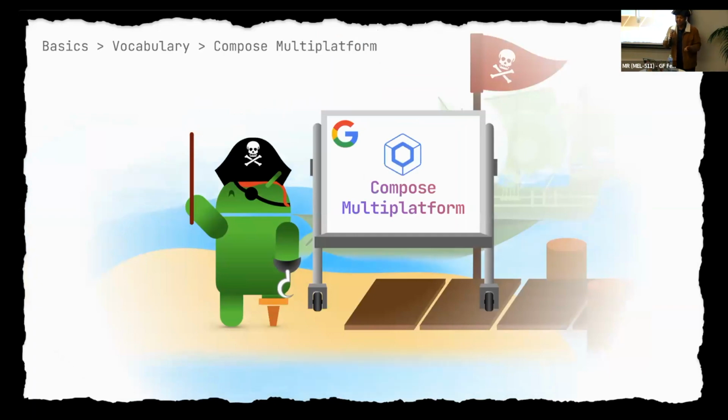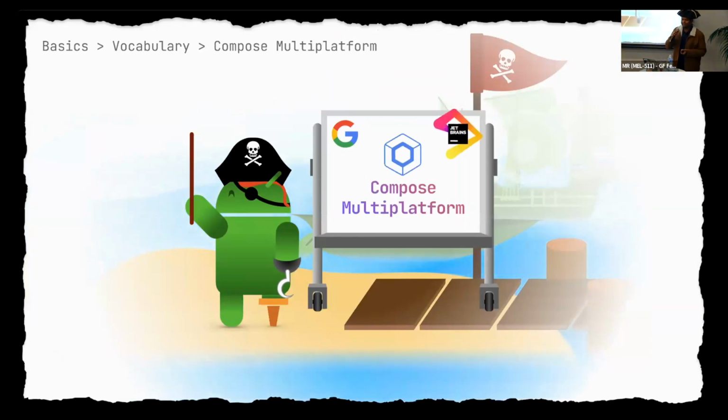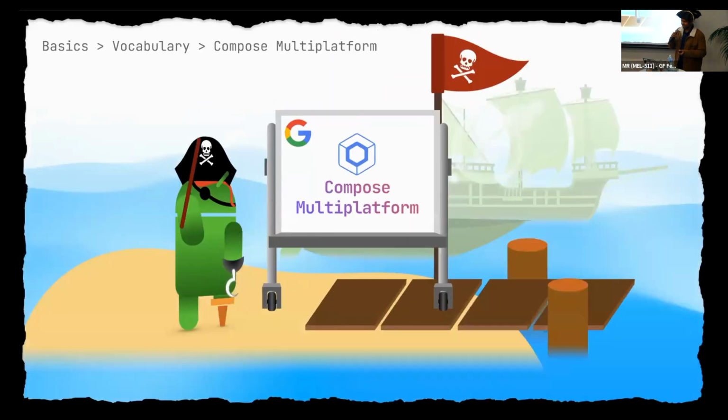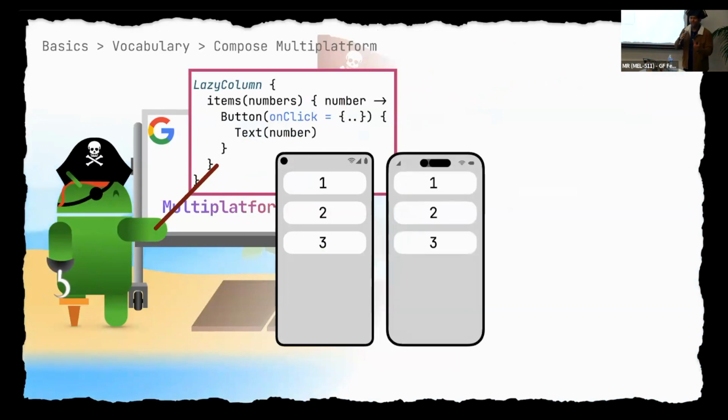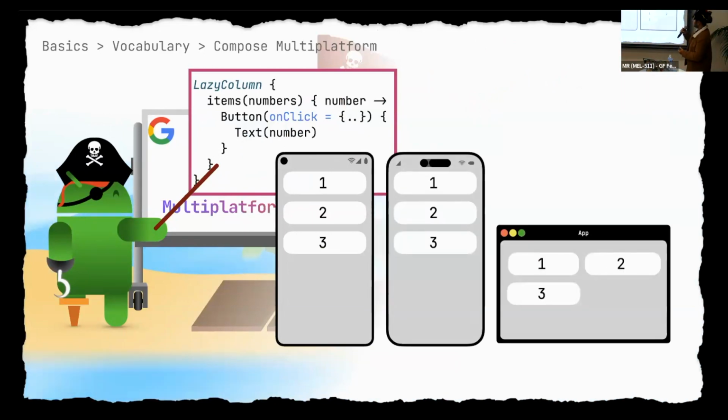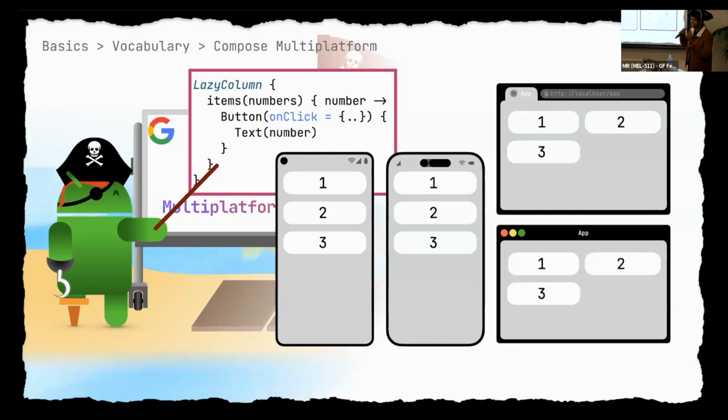So what is Compose Multiplatform? Well, Compose Multiplatform is a fork of Jetpack Compose. It's managed by both Google and teams at JetBrains. It extends the same UI toolkit that you see for Android, but now also supports iOS, desktop, and the web. I don't know why I emphasize desktop. Are there actually desktop developers here, by the way? All right, none. Okay, it's okay.